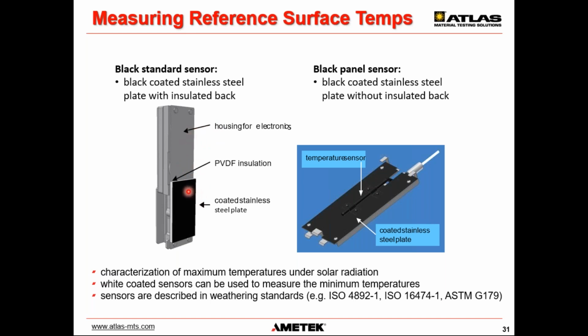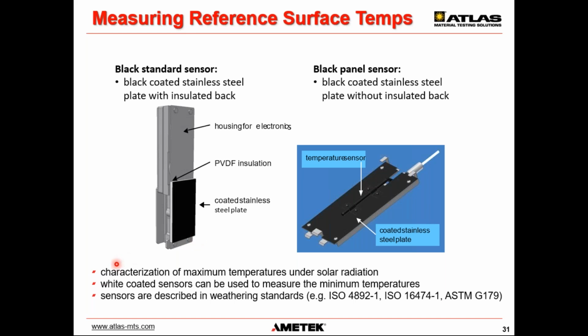If you look at them face to face, a black standard does not have a probe on the surface, but it's insulated on the backside. The black panel sensor, sometimes called an uninsulated black panel, simply has a black coating. The backside is open to the airflow, and you have a sensor on the face. These are used for characterizing the maximum temperatures under solar heat or solar radiation load.